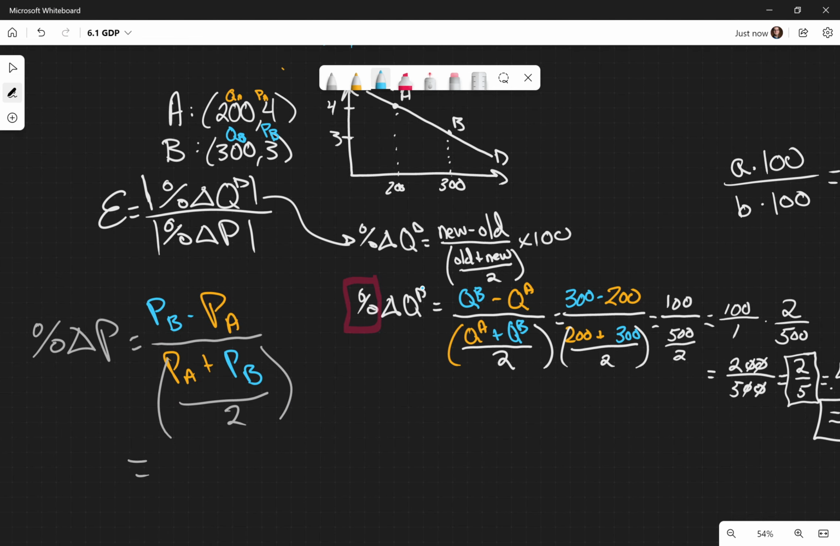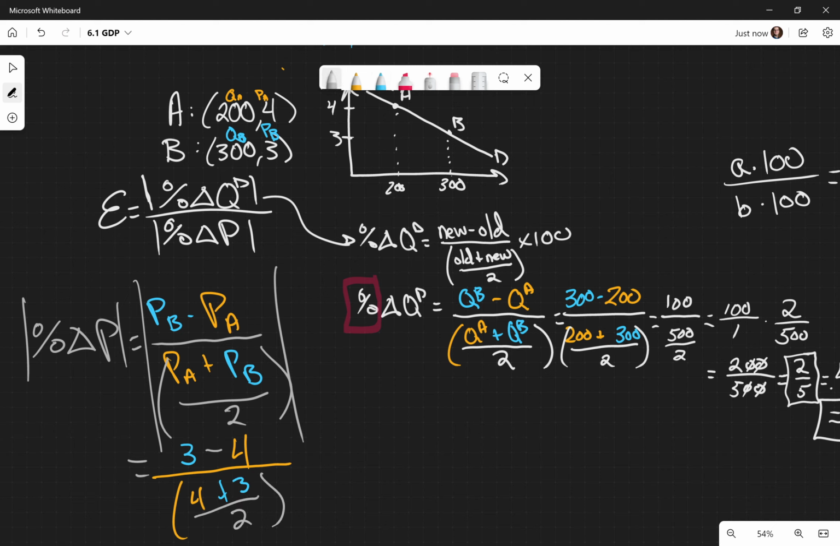So the price B is going to be 3. Oh, and then absolute value around the whole thing, right? So we'll make sure to keep that in mind. We might just bring that down later. But the first price is going to be 3. Then we're going to subtract from that 4. Then in the denominator, it's going to be 4 plus 3, and then all of that over 2.